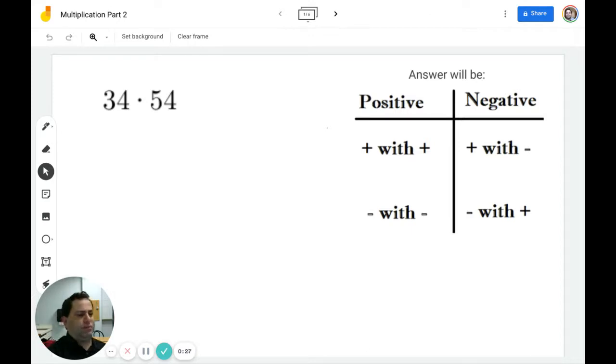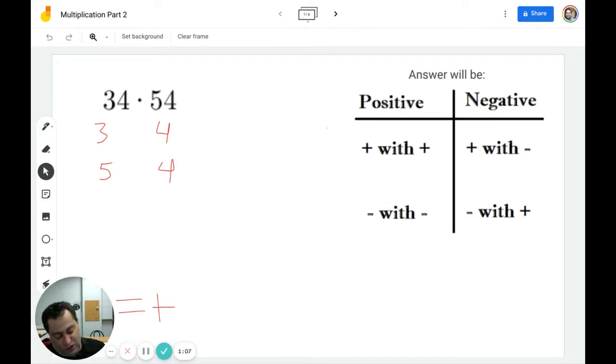Let's try our first problem. Here we have 34 times 54. Both of these answers are going to be positive. What I'm going to show you in this video is an alternate way to multiply multi-digit numbers. So in order to start, we need to align the numbers in a box, 34, 54. It's a three-step process, which is generally quicker than the algorithm.